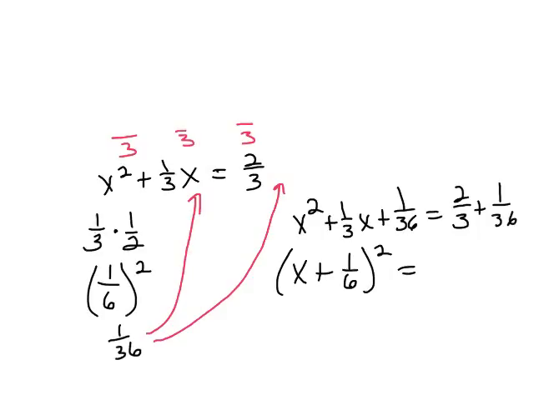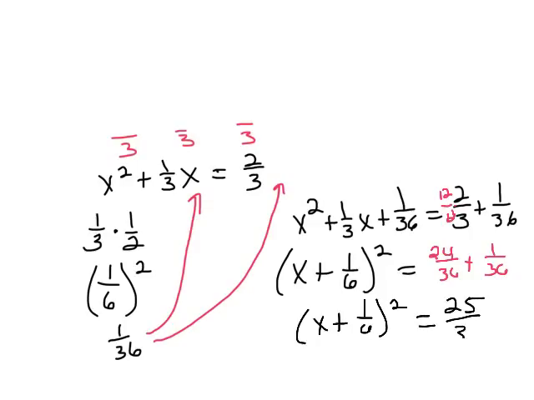To add 2/3 and 1 over 36, I need to create a 36 in my denominator. So to do that, I would multiply top and bottom by 12. This is just basic fraction sense here, 12 and 12. So this is really 24 over 36 plus 1 over 36. It's really no big deal. In the end, I get x plus 1/6 squared is equal to 25 over 36.